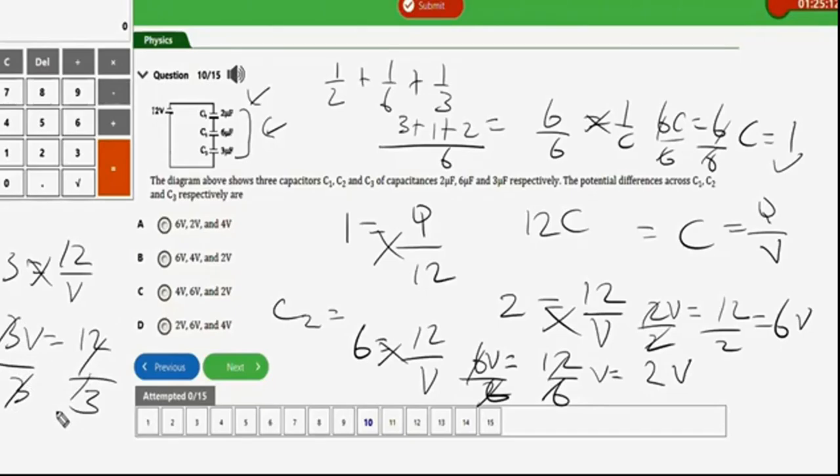So this will give you 4 volts. So this shows us that when C1 is 6 volts, C2 is 2 volts, and C3 will be 4 volts. This is our C1, this is our C2, this is our C3. The right option is option A. That's it for this question. Let's wipe this now and solve the next repeated question.